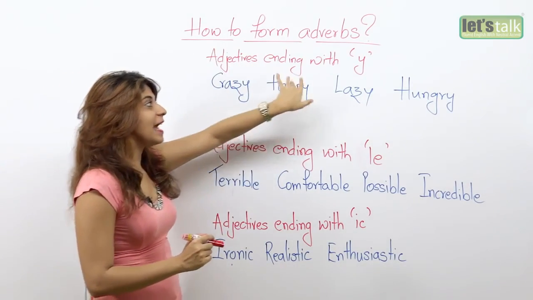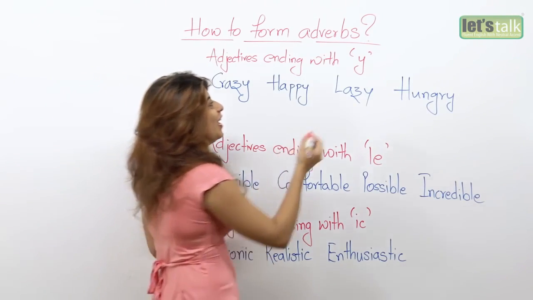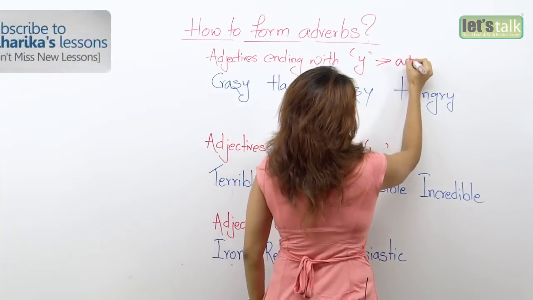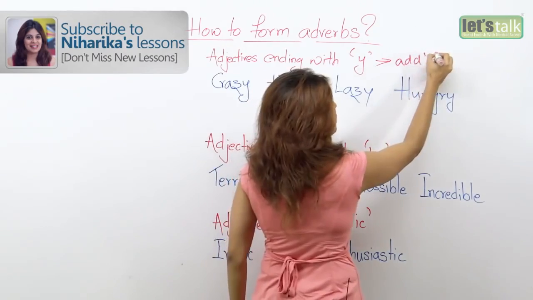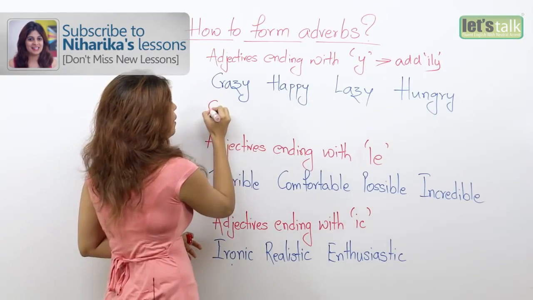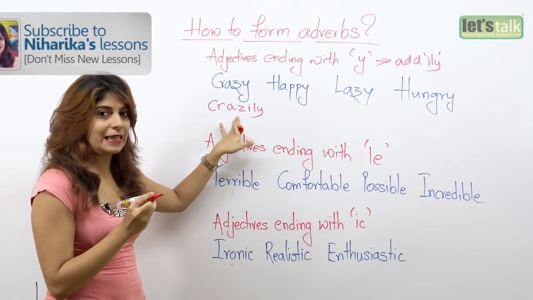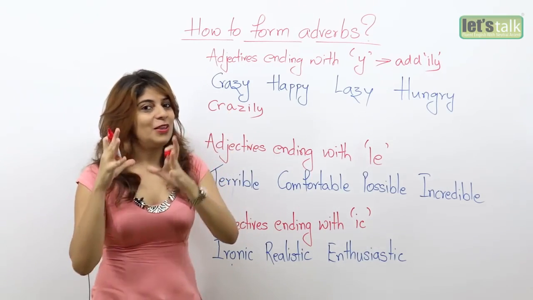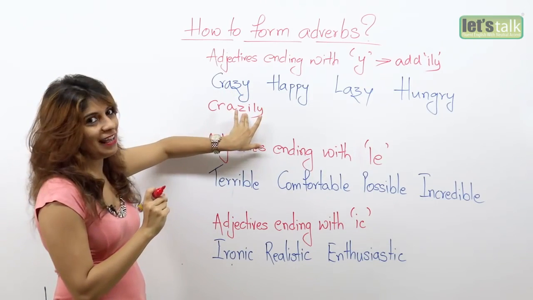Now the adjectives ending with the letter Y, how do you form the adverb? Well, you need to get rid of the Y and you need to add ILY. Okay, so that's simple. So we have some examples here, like the word crazy. So here, your adverb would be crazily. She partied crazily. Okay, so crazily will be your adverb. So you are getting rid of the Y and you're adding ILY.